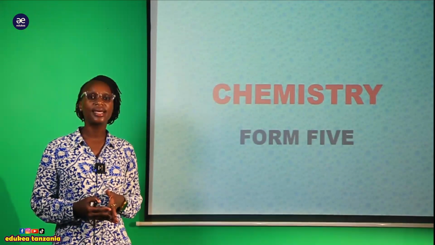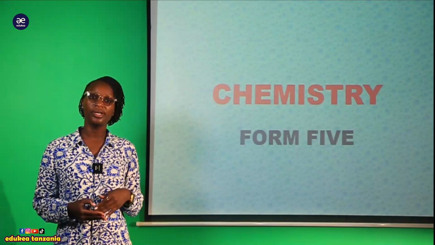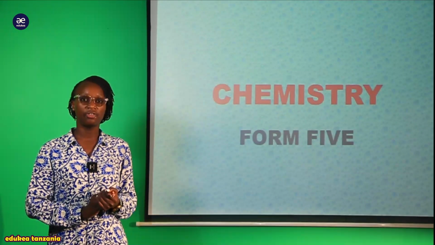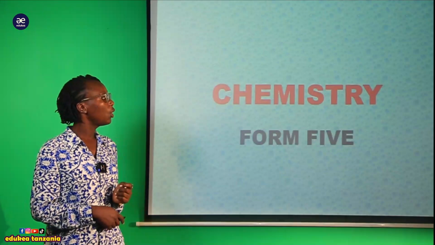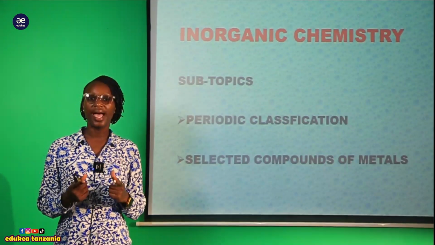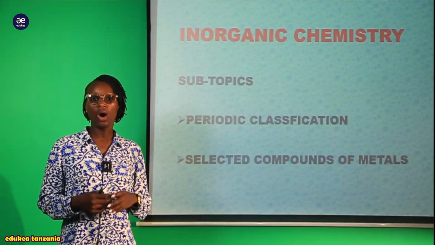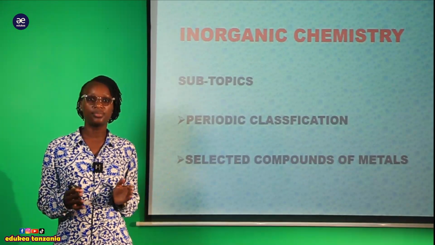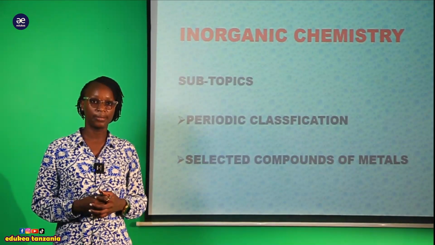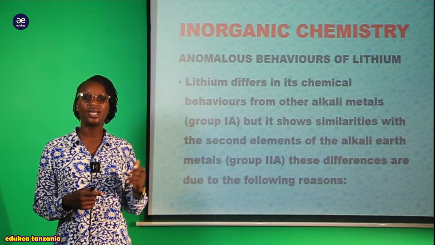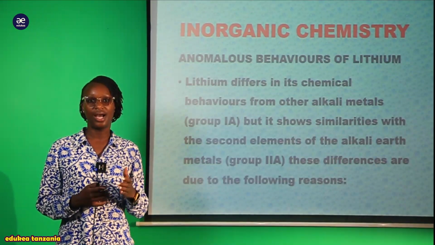And my student, here we have our simple and interesting subject known as chemistry, and our class level is Form 5. So we are dealing with inorganic chemistry, and we are discussing our first subtopic, which is all about the concept of periodic classification. Okay, my student, today we're going to talk about the anomalous behaviors of lithium.